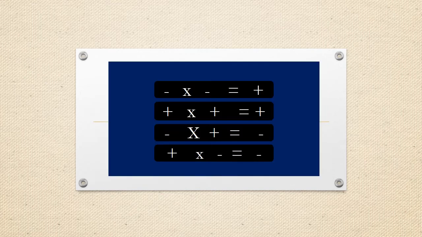So as you see on this slide, when we multiply negative with negative, we get positive. And when we multiply positive with positive, again we get positive. When we multiply negative with positive, we get negative. And when we multiply positive with negative, we get negative. So now I am going to give you some examples of these rules.